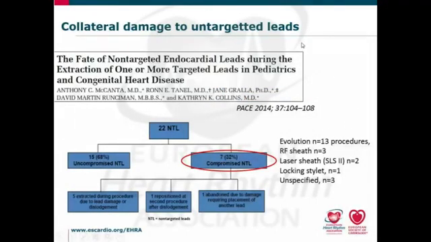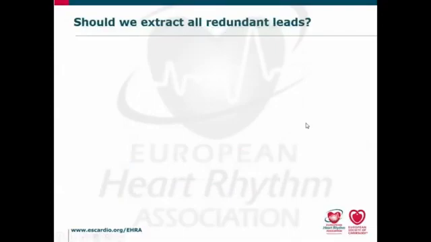Another thing that one has to think about is collateral damage to untargeted leads. This is just a series from Gooch patients, and you can see that about a third of those patients in whom the lead was extracted had collateral damage to the other leads, which means that those leads either have to be abandoned or also extracted. Of course, it will depend very much on what type of material you use to extract leads, and in this series there were quite a lot of mechanical and also laser sheaths used.